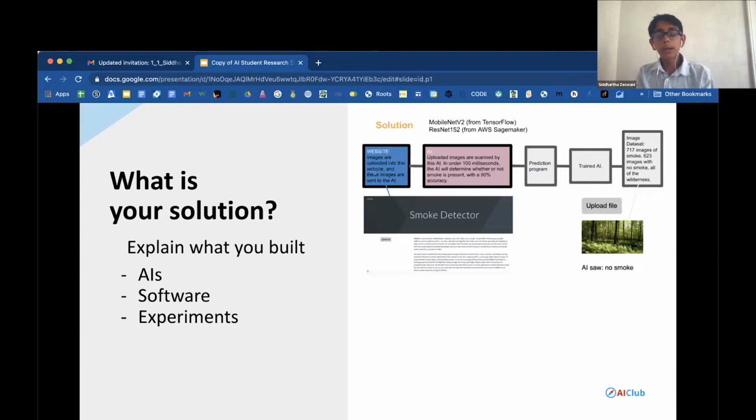So this is a diagram of the AI that I had made for one of the science competitions that I entered in. So first, the images are uploaded into a website. These images are sent to the AI. These images go through this process, and then it returns the result with whether or not it saw smoke in the image.